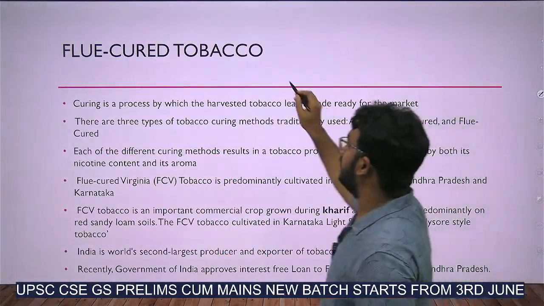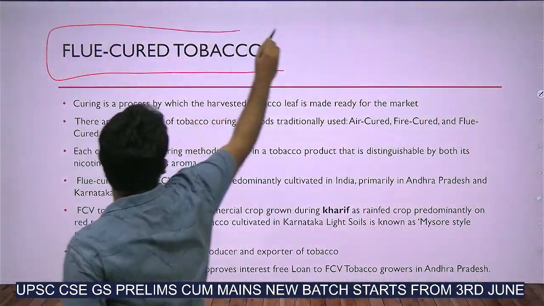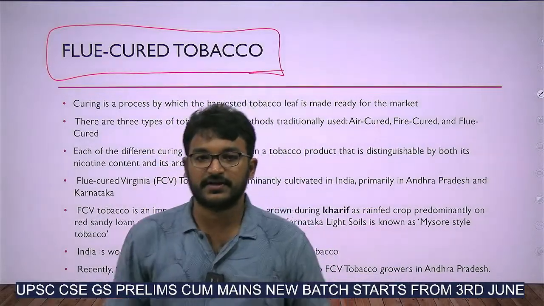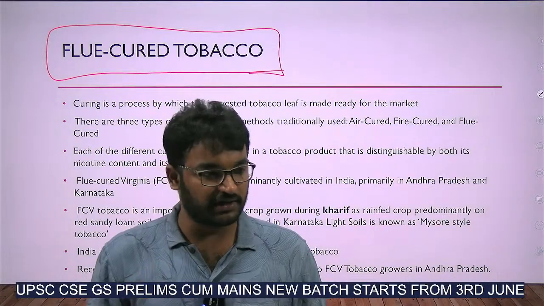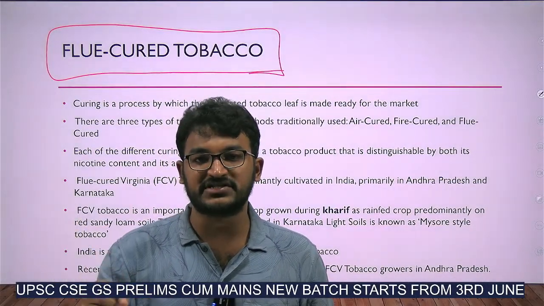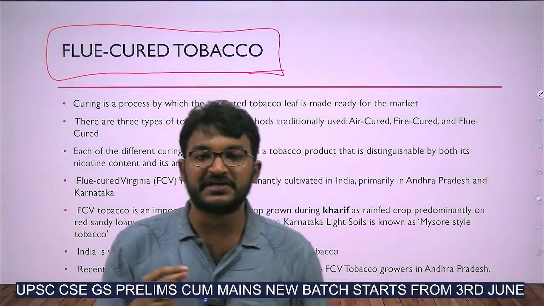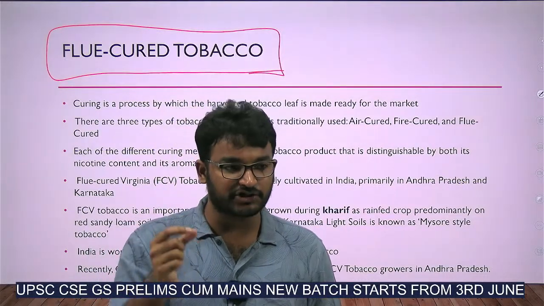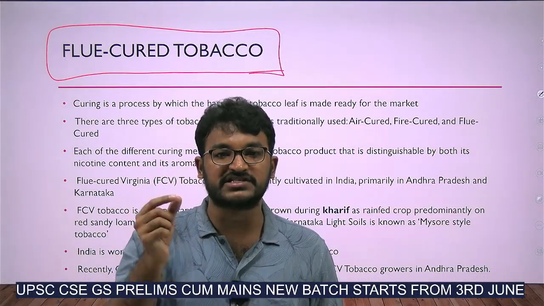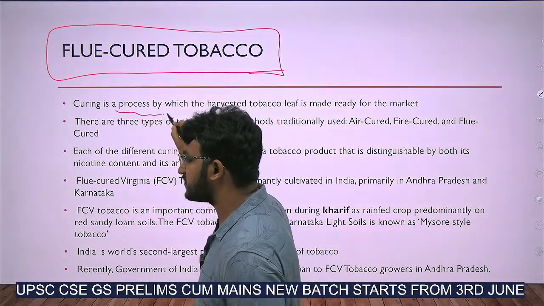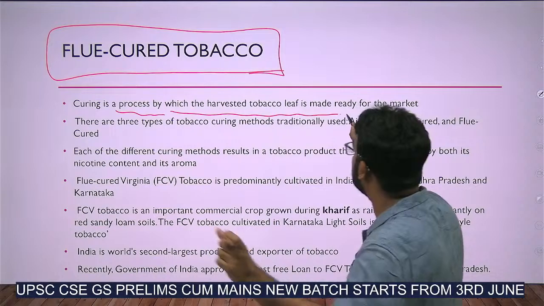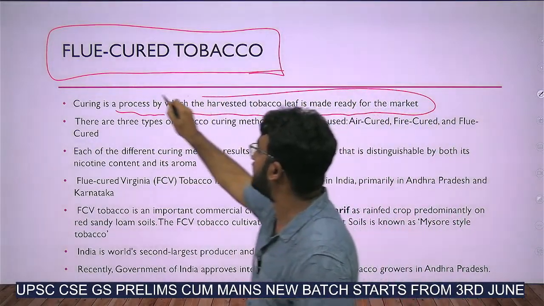Next, flue cured tobacco. What is this? We will be harvesting the tobacco leaf, no? Making cigarettes and tobacco from these leaves is called curing. That process is called curing. Curing is a process by which the harvested tobacco leaf is made ready for the market.